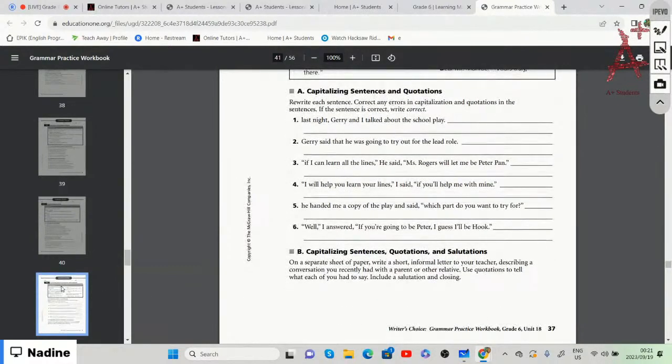All right, so now we're going to do the activity on capitalization, capitalizing sentences and quotations. We need to rewrite each sentence correctly, correcting any errors in capitalization and quotations in the sentences. So, if the sentence is correct, you write correct.